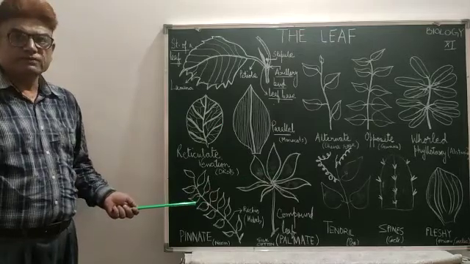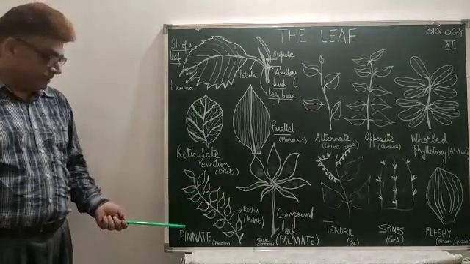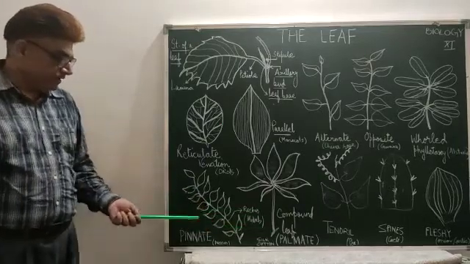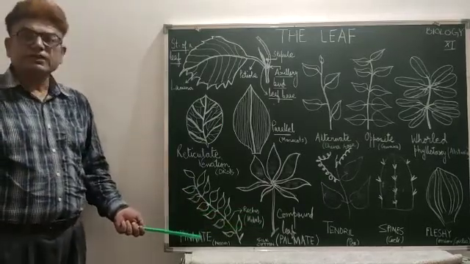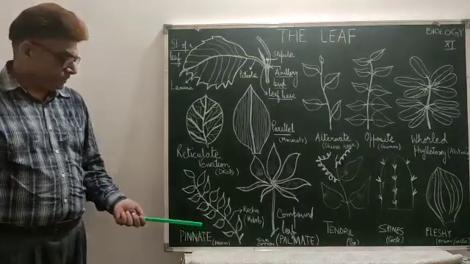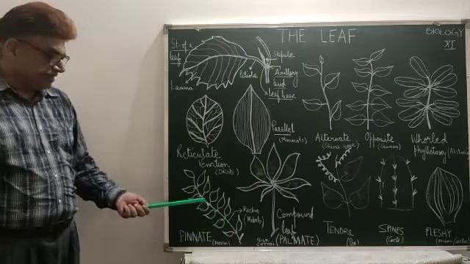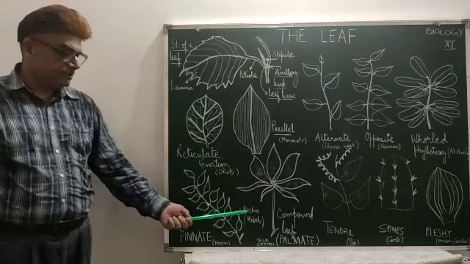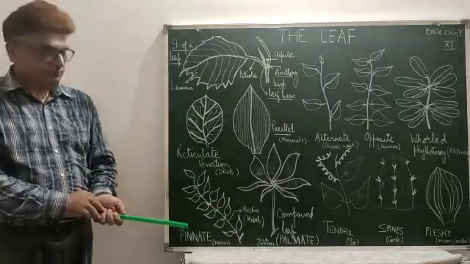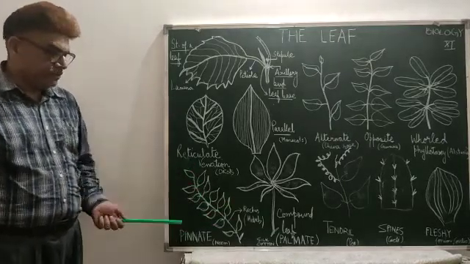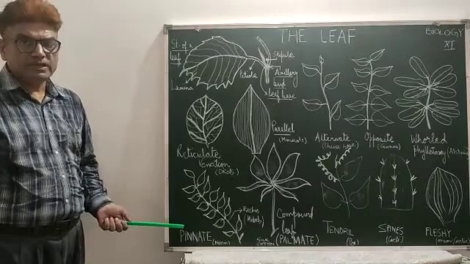These are compound leaves. They are again of two types. They may be pinnate, they may be palmate. In case of the pinnate leaves, as we observe in case of neem plant, all the leaflets are arranged on the central axis that is known as the rachis, which is actually the midrib. So these leaflets are arranged on the central axis in case of the pinnate compound leaves.